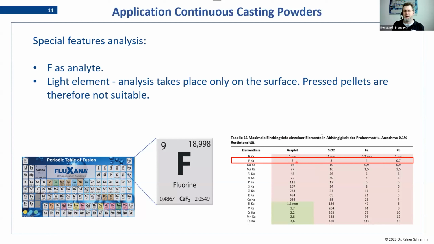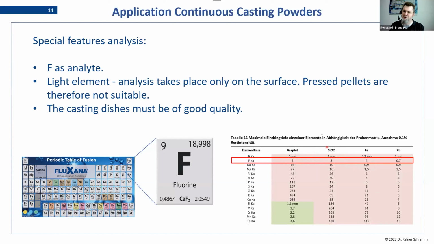And when it comes to fluorine, we have to be aware that it's absolutely surface analysis. Like the F K-alpha, even in a graphite matrix, is only 5 micrometers in saturation depth or critical depth. And as your matrix gets heavier, like silica or iron, it gets even worse. So we are only really looking at the surface. That makes it difficult to get reliable concentration analysis. And it also explains why, especially for fluorine, our casting dishes need to be in peak condition.